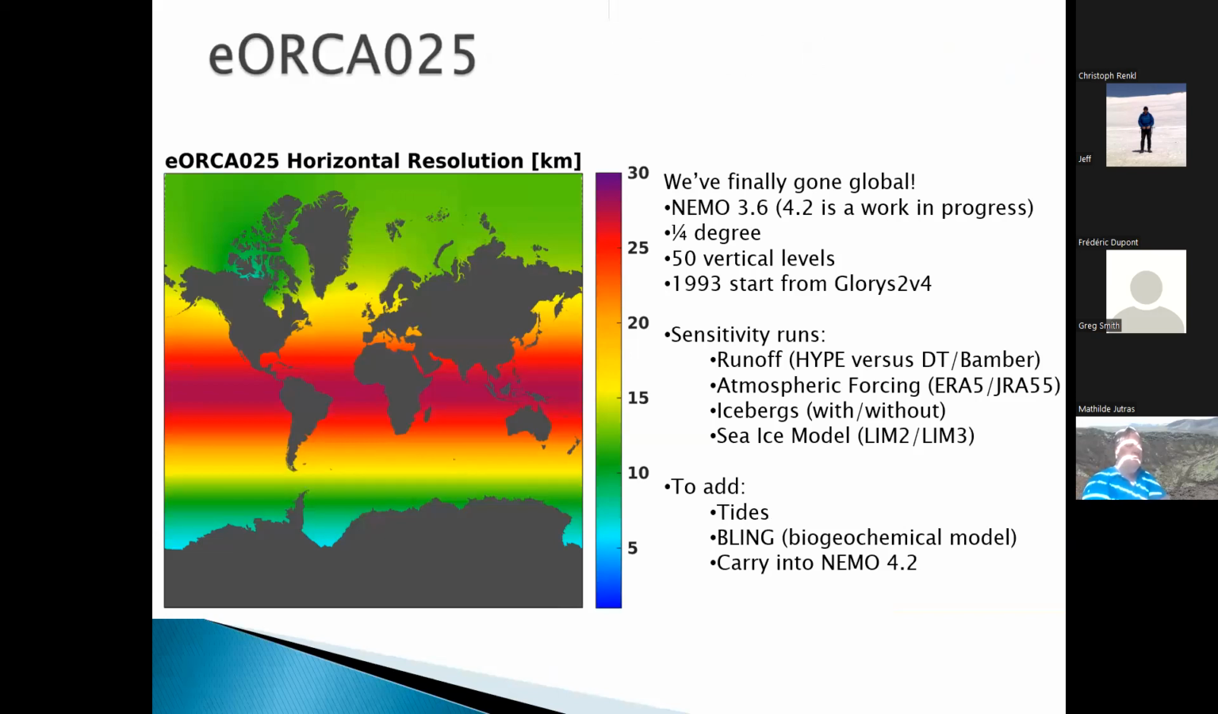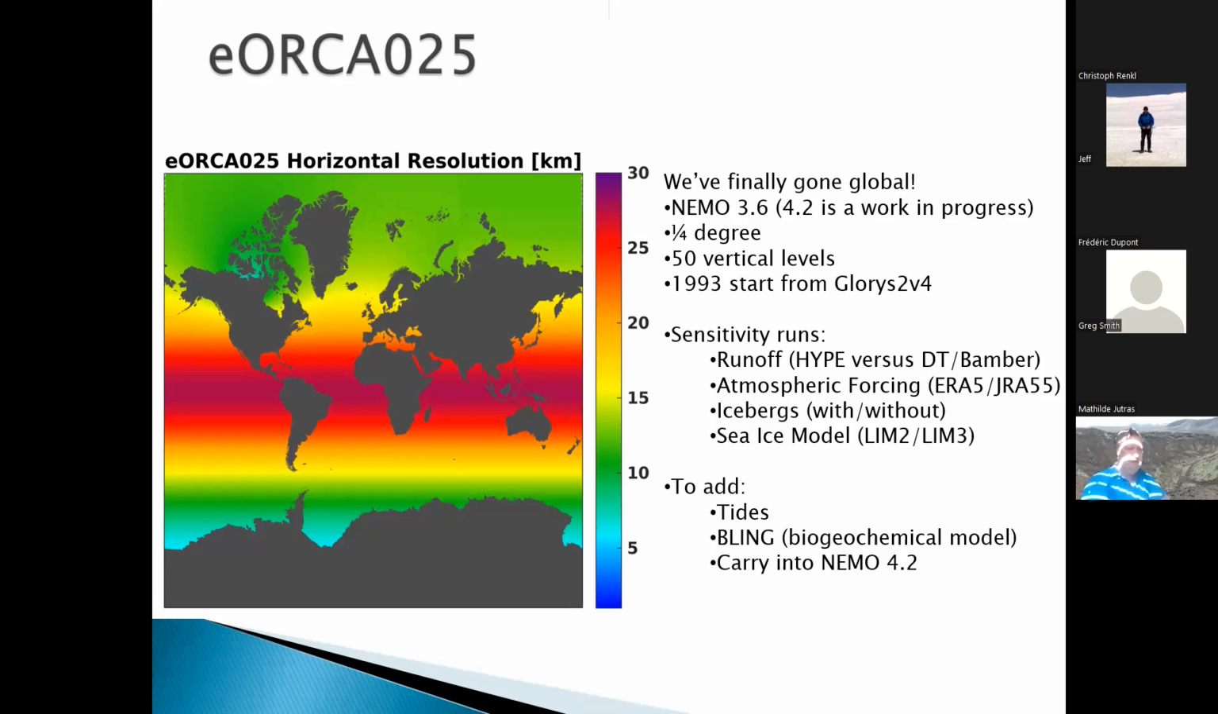So globally, as well as our ANA configuration, we've started running the eORCA025. We're doing this in part because we want to look at Bering Strait inflow impacts on the Arctic and then downstream, but also to test some of the model development. Right now, we're running it in NEMO 3.6, but we're also setting it up to run with NEMO 4.2, and we're in the process of getting that working.